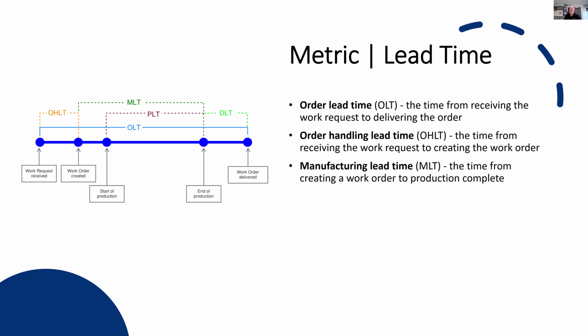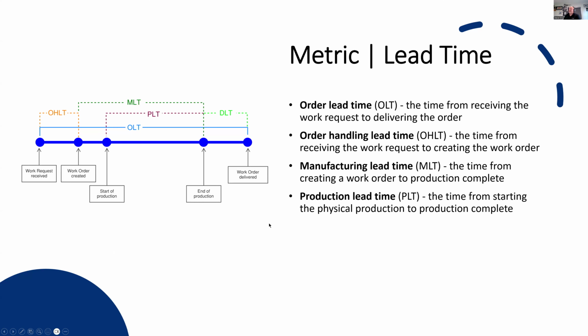And the manufacturing lead time is from the time in which a work order was created to the time production completed. So it's that entire manufacturing process. The production lead time itself is the actual time on task. So it's when we started the first task, production began, to the end of production. So you have a timeline here where there's production actively going on this particular order. And a delivery lead time, the time from production complete to delivery. So how much time does it take between production complete to delivery? So these are kind of the metrics of lead time that we're thinking about.